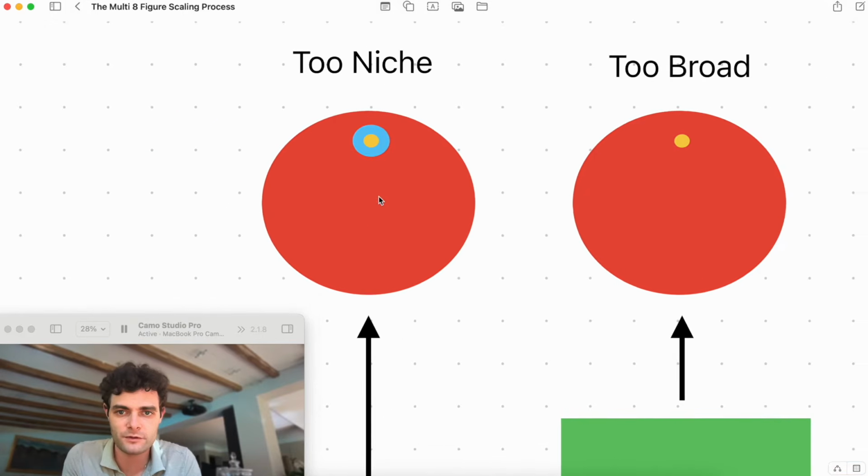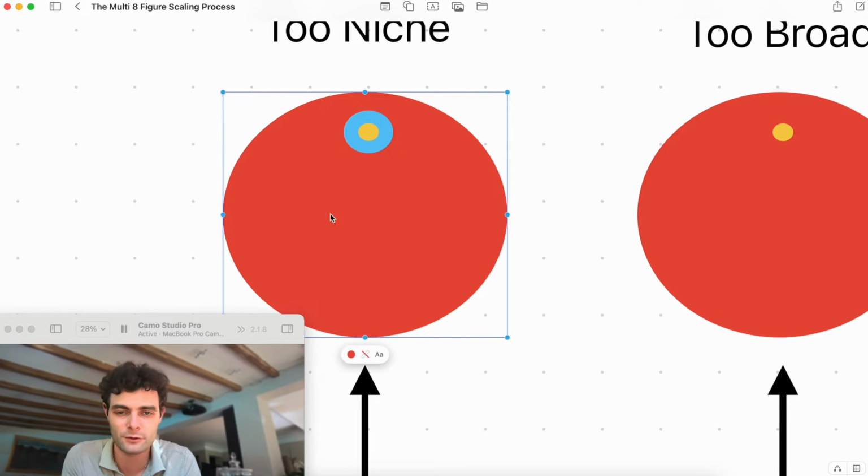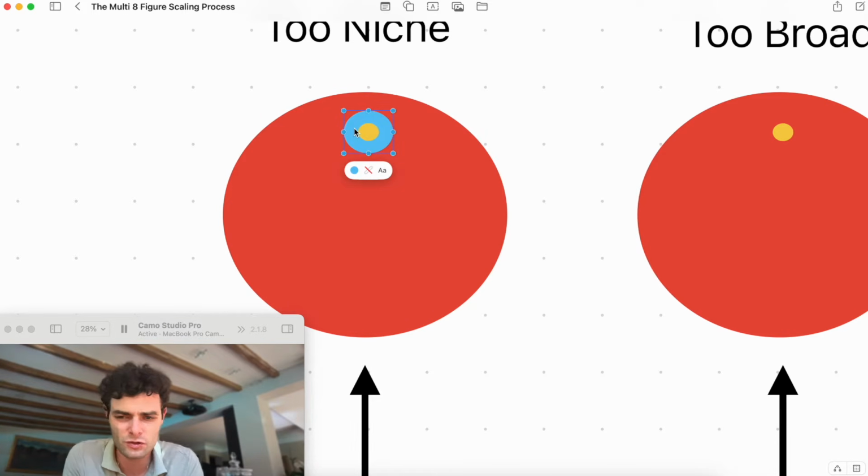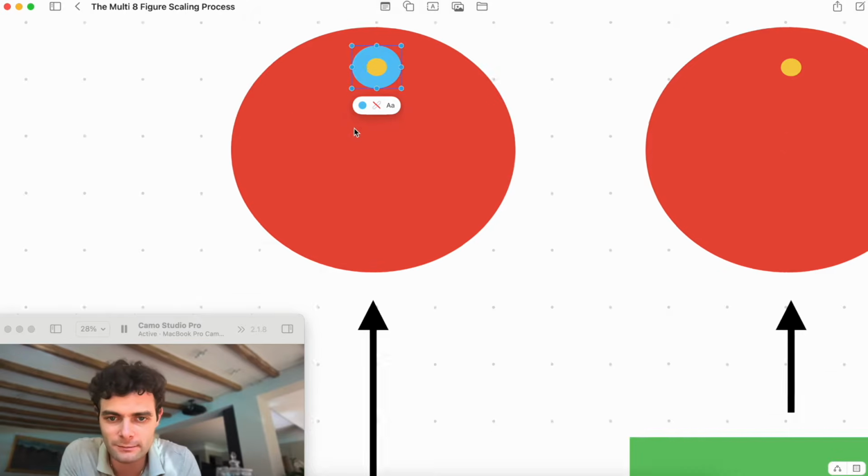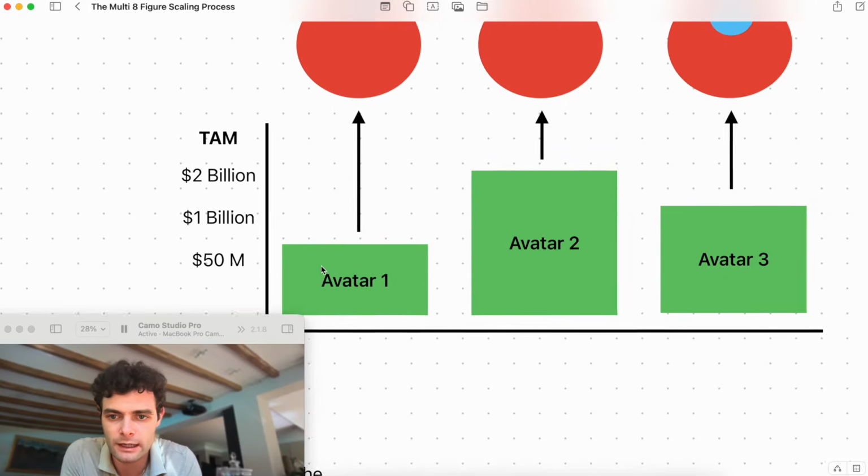This is an example of something that is too niche, right? You're going after a broad market, but the avatar that you're targeting is just too specific. For example, people that have back pain because they were pro athletes. How many pro athletes are there in even the world? In the US, I think there's like 20,000 pro athletes. So, I mean, it doesn't really make sense. If the TAM is too small, right, it doesn't make sense.